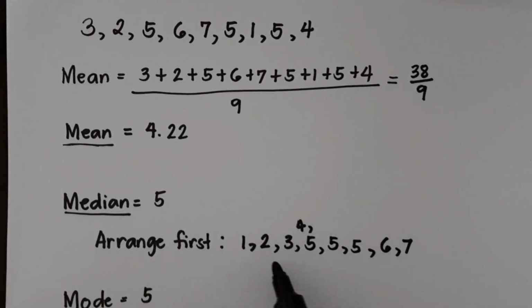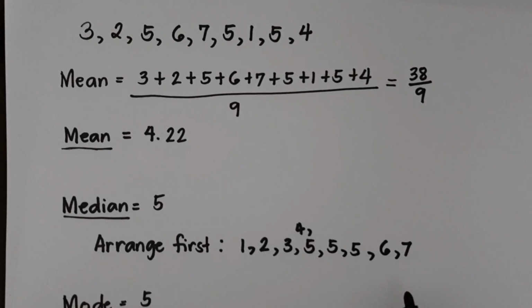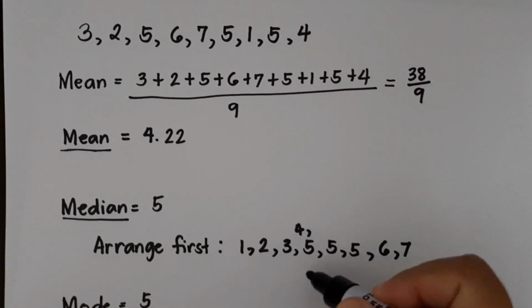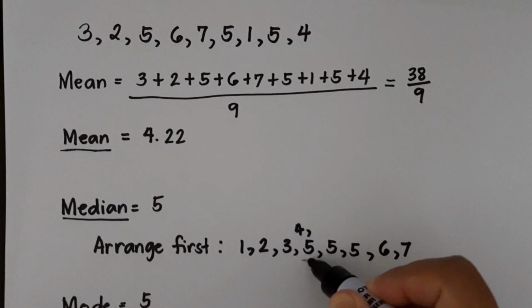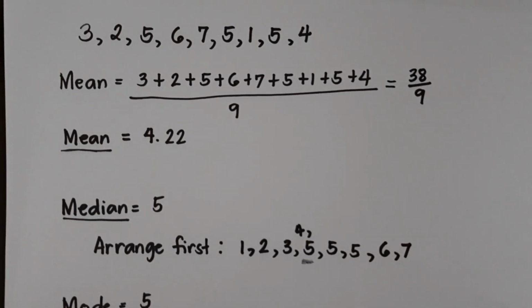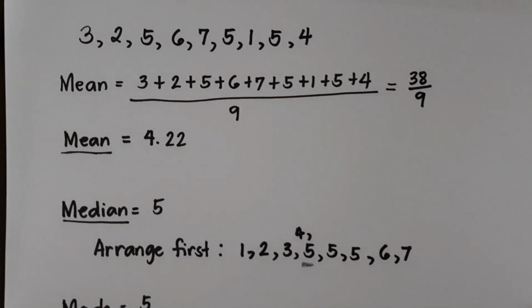So you have 1, 2, 3. Nakalimutan ko yung 4, kaya medyo umangat siya doon. And 5, 5, 5, 6, 7. Then step 2 is to find the middle term. Okay, so the middle term is 5. So you have 5, yung pinakagitna. That's why our final answer for the median is 5.